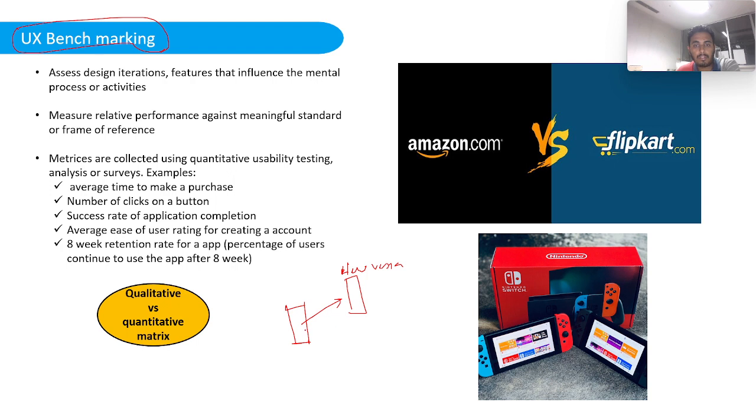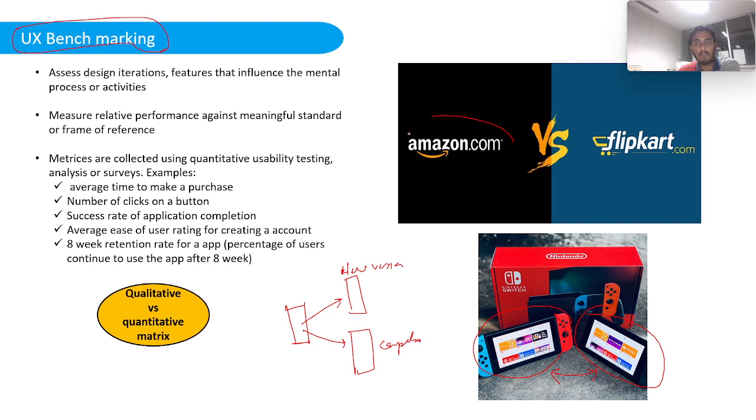For example, if you have a Nintendo gaming console and you have an old generation versus a new generation, you try to see how the previous version or the new version is different, or how good or better is the new version compared to the old version. The same benchmarking you can do when you try to compare your product with competitive products.